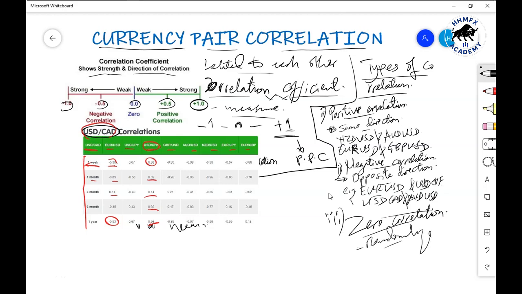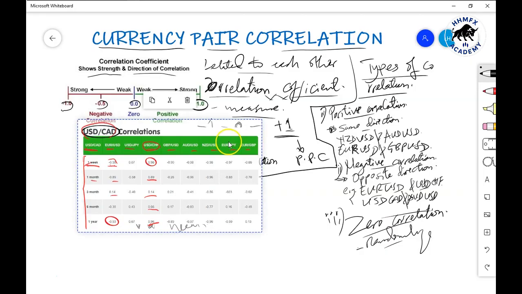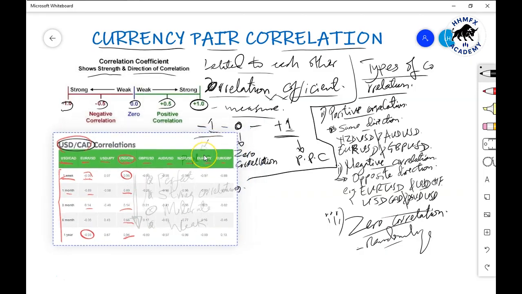That's the term which may describe clearly what is zero correlation. They are moving randomly. Sometimes they are in the same direction, sometimes in opposite direction. So that's what we call a zero correlation. So we don't have any further discussion on zero correlation because it is actually useless.